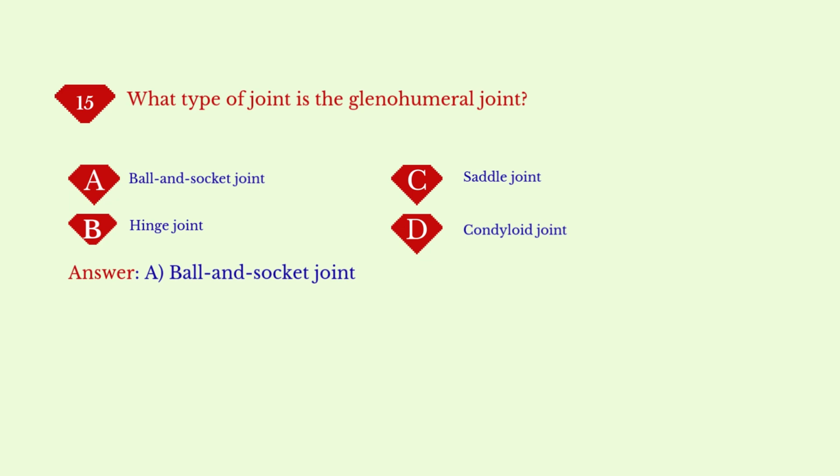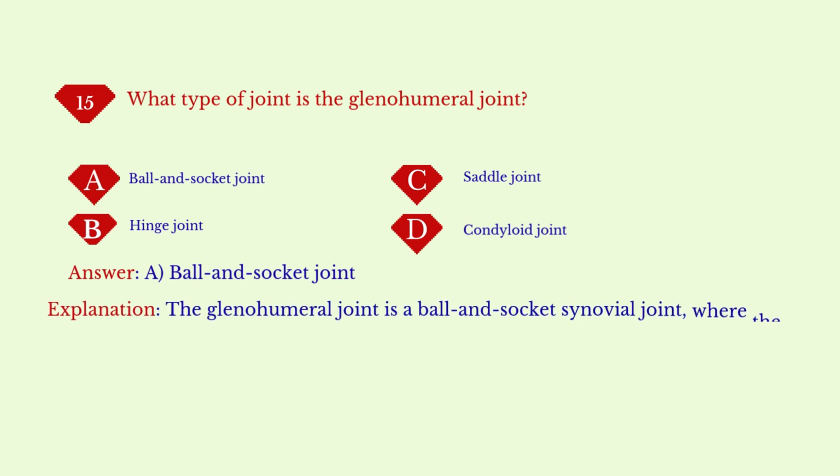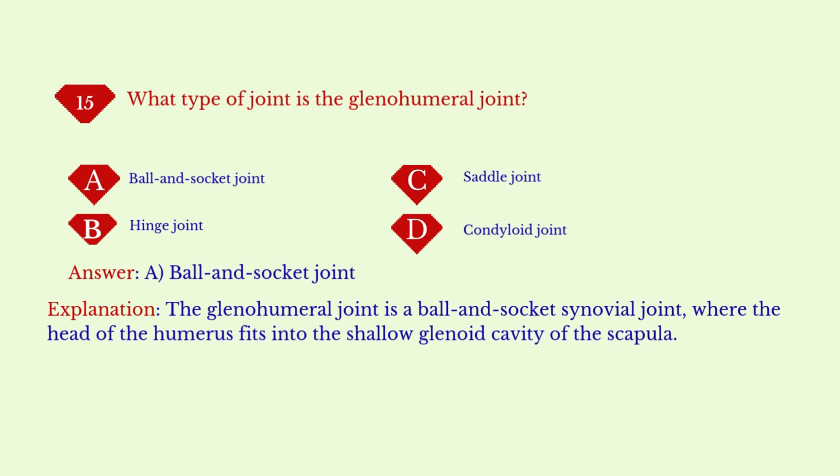Ball and socket joint. Explanation: the glenohumeral joint is a ball and socket synovial joint, where the head of the humerus fits into the shallow glenoid cavity of the scapula, providing a wide range of motion in the shoulder.